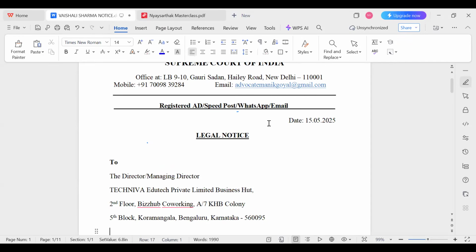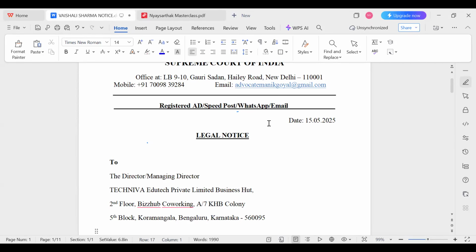Because in Section 138 of the NI Act, the Negotiable Instruments Act, there is a proper time period of 15 days or 30 days within which you have to send this legal notice. So you have to show the court that you sent this legal notice in that particular period. So it's best for you to send it this way. Because on WhatsApp, if the other party has not opened their receipts, it will not be possible for you to prove in court that the other party has seen this legal notice.